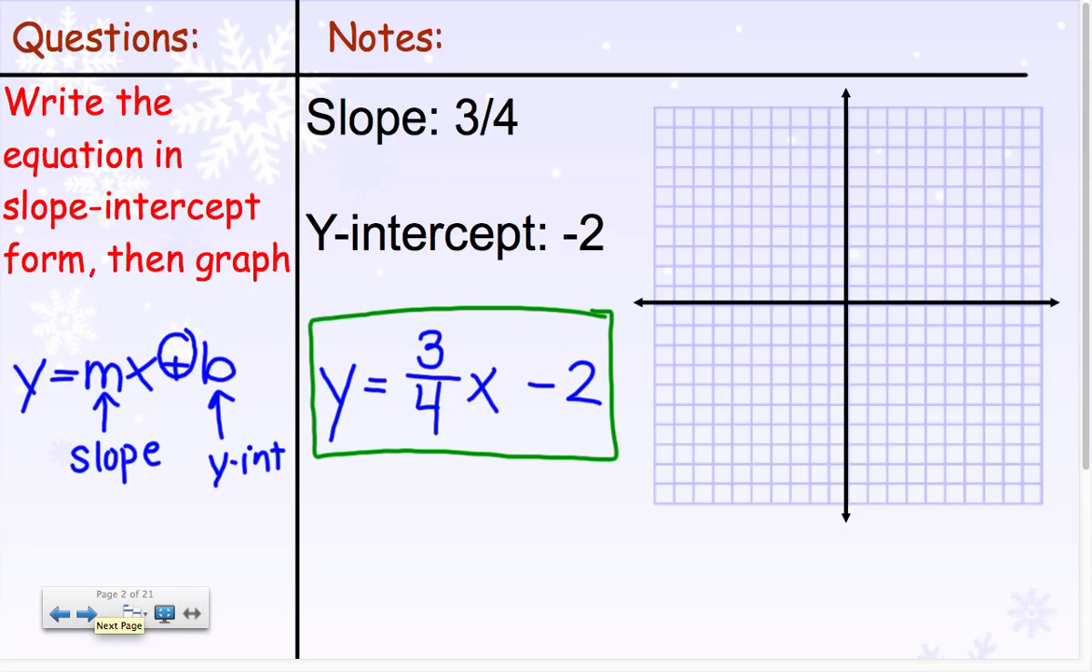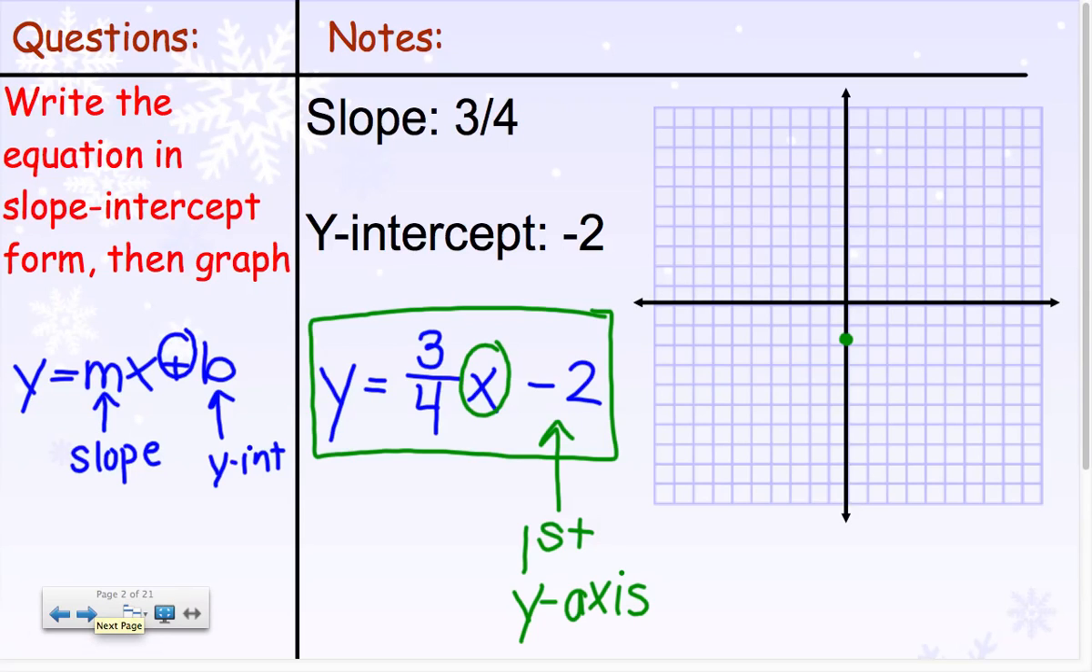Here is how you graph. You're always going to graph your y-intercept first. One easy way to remember your y-intercept is it's the number without the x. So our slope has the x next to it, our y-intercept does not. That's what we want to graph first. Since my y-intercept is -2, I'm going to go on the y-axis to -2 and put a dot on the y-axis. Then I'm going to put my pencil on this dot.